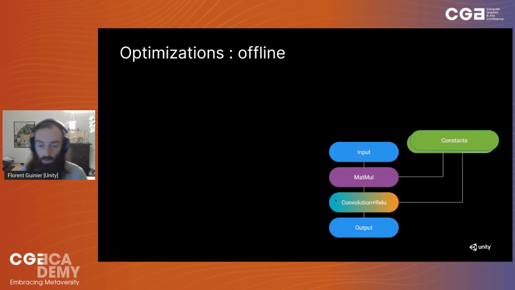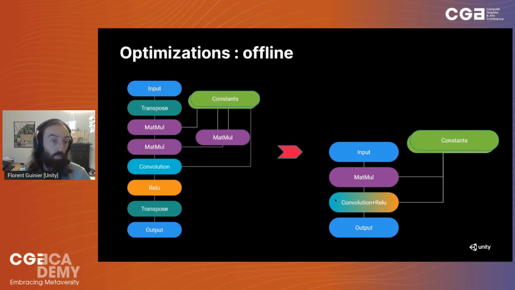So that's the end network. That's the network where offline optimizations have been applied. So it seems much better, right? And that's the funny thing. Sometimes it is, sometimes not.